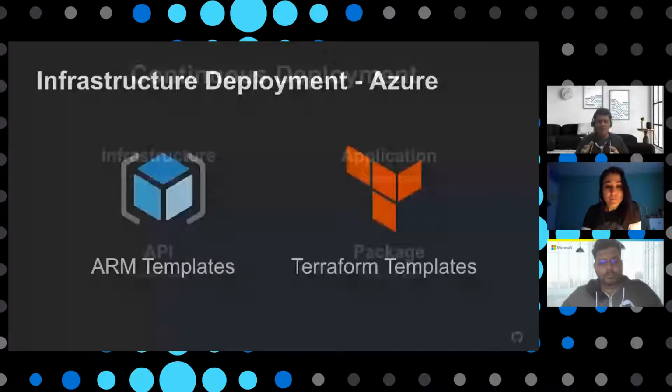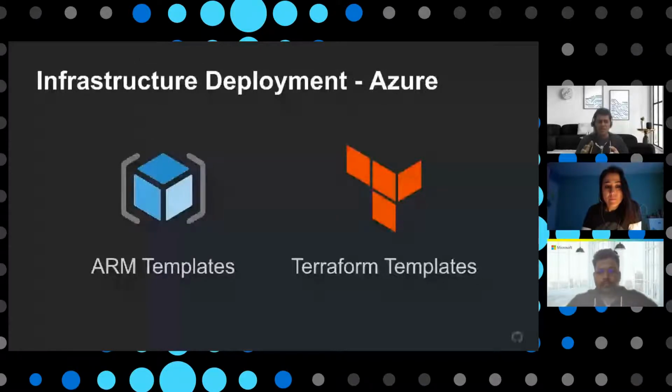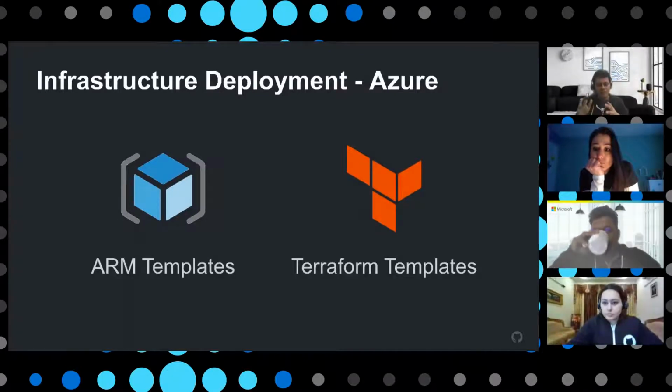Now, for infrastructure deployment, we mainly have two types of templates that we utilize. These are ARM templates and Terraform templates. Let's see how we utilize these templates to deploy the infrastructure of our smart hotel application.